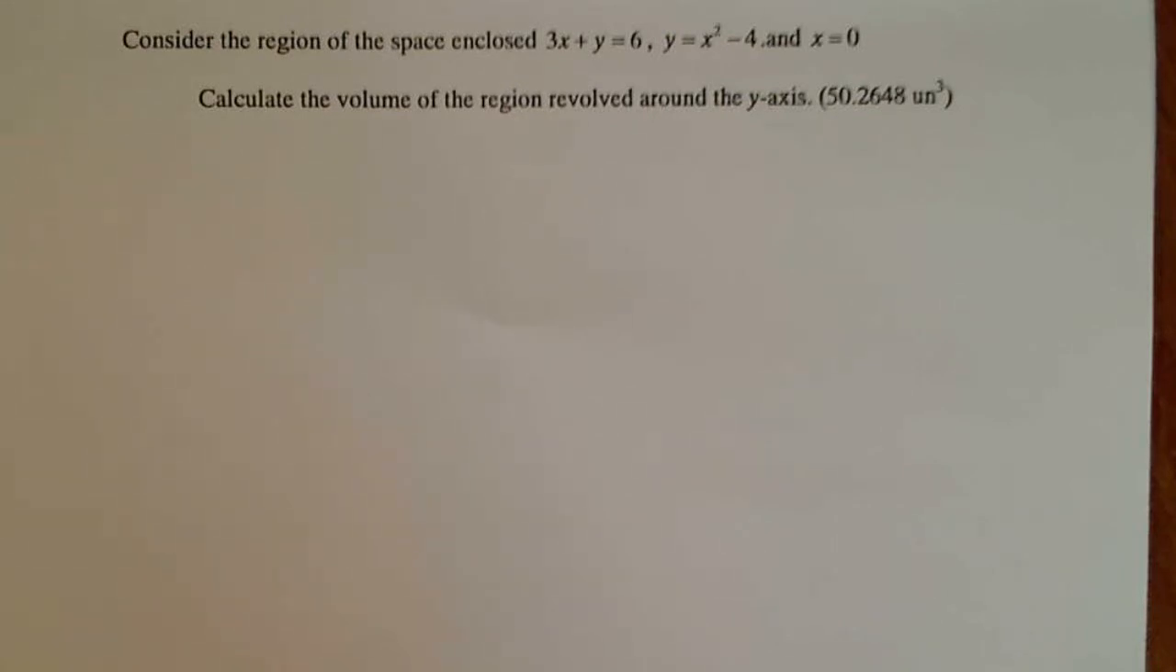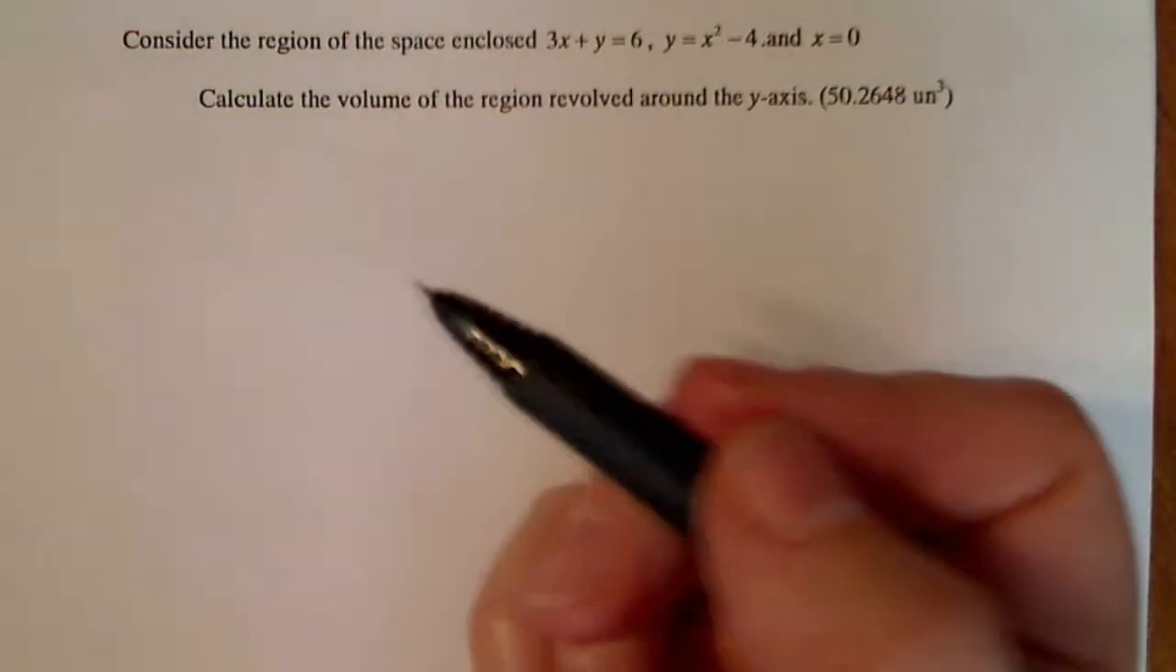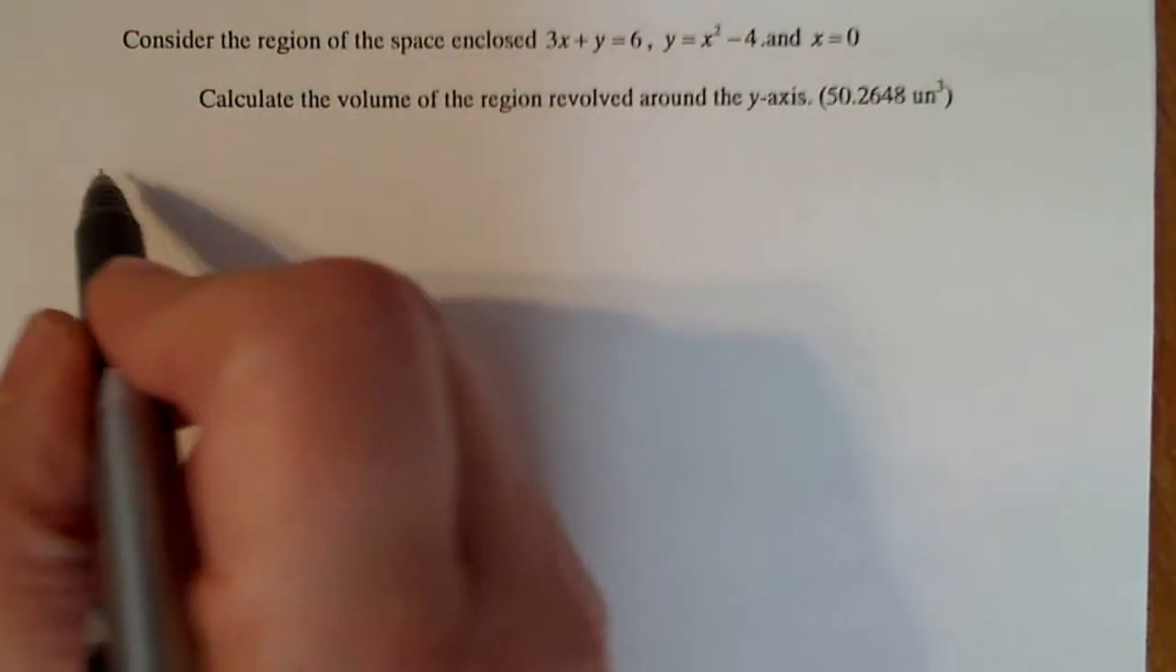Consider the region of the space enclosed by 3x plus y equals 6, y equals x squared minus 4, and x equals 0. We're going to calculate the volume of this region revolved around the y-axis. And there's a number that we give there and see if it's the right answer. So first thing you want to do whenever you draw these problems is just draw a picture.